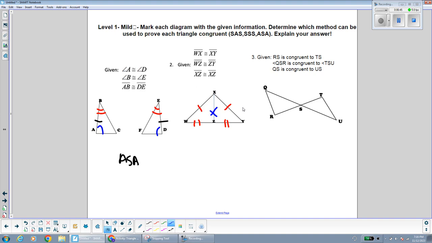So here we have SSS. We have 1, 2, and the shared side, 3 pairs of congruent corresponding sides between the two triangles here.